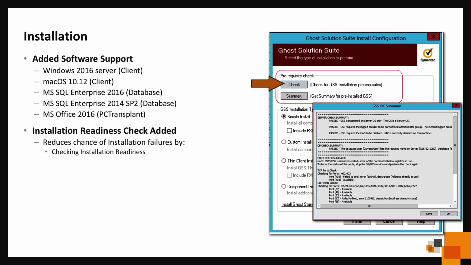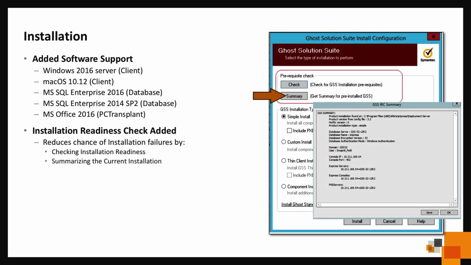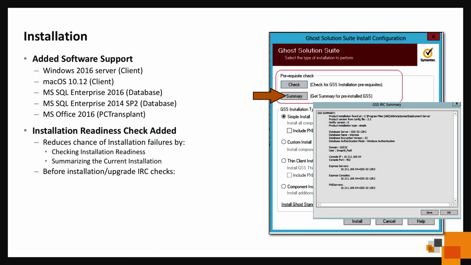So this checks all of the installation readiness items, like I just mentioned. You have the disk space, you have the SQL, whatever you need, as well as summarizing all of the information before you go to the next step, which is install. So you'll see a report there. You can also print it out and save it. Okay, and also you have the other option.